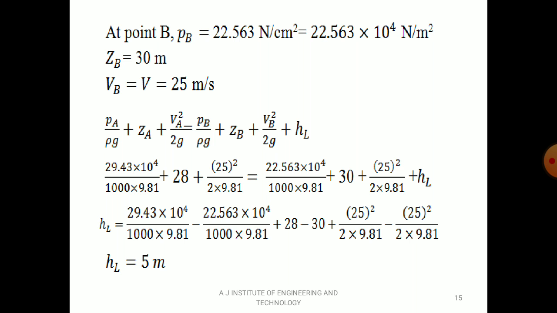Now HL can be obtained by rearranging. So HL equals 29.43 into 10 to the power 4 divided by 1000 into 9.81, taking pressure heads together, minus 22.563 into 10 to the power 4 divided by 1000 into 9.81, plus 28 minus 30, plus 25 square divided by 2 into 9.81 minus 25 square divided by 2 into 9.81. You can cancel velocity because velocity is same, so that becomes 0. Then the remaining terms, pressure head and datum head or potential head, you can simplify and get the value of HL as 5 meter. So there is a head loss of 5 meter.